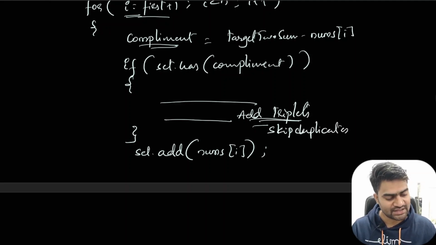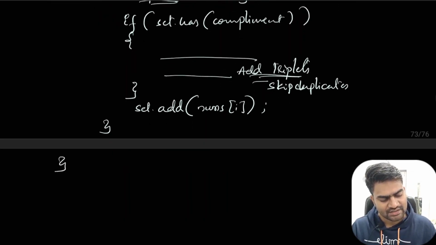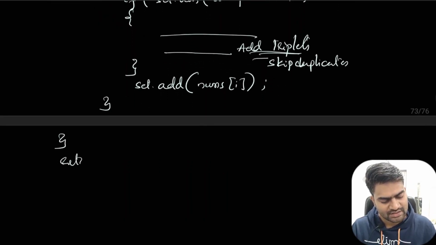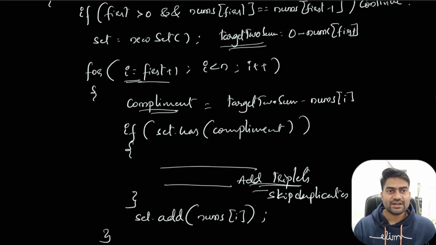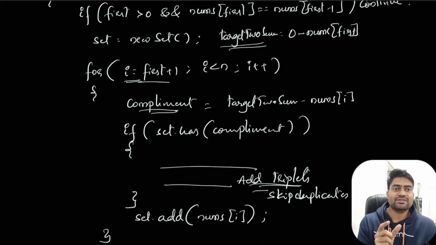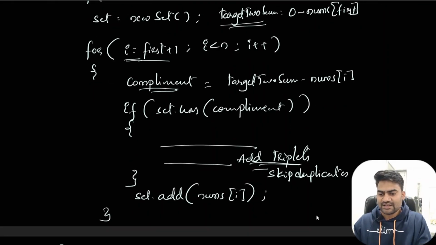We will see that in the code. Then finally you return the triplets. Okay, so the only thing we need to find here is that we have to effectively use the twosome solution. Otherwise, let us try to execute this and see.